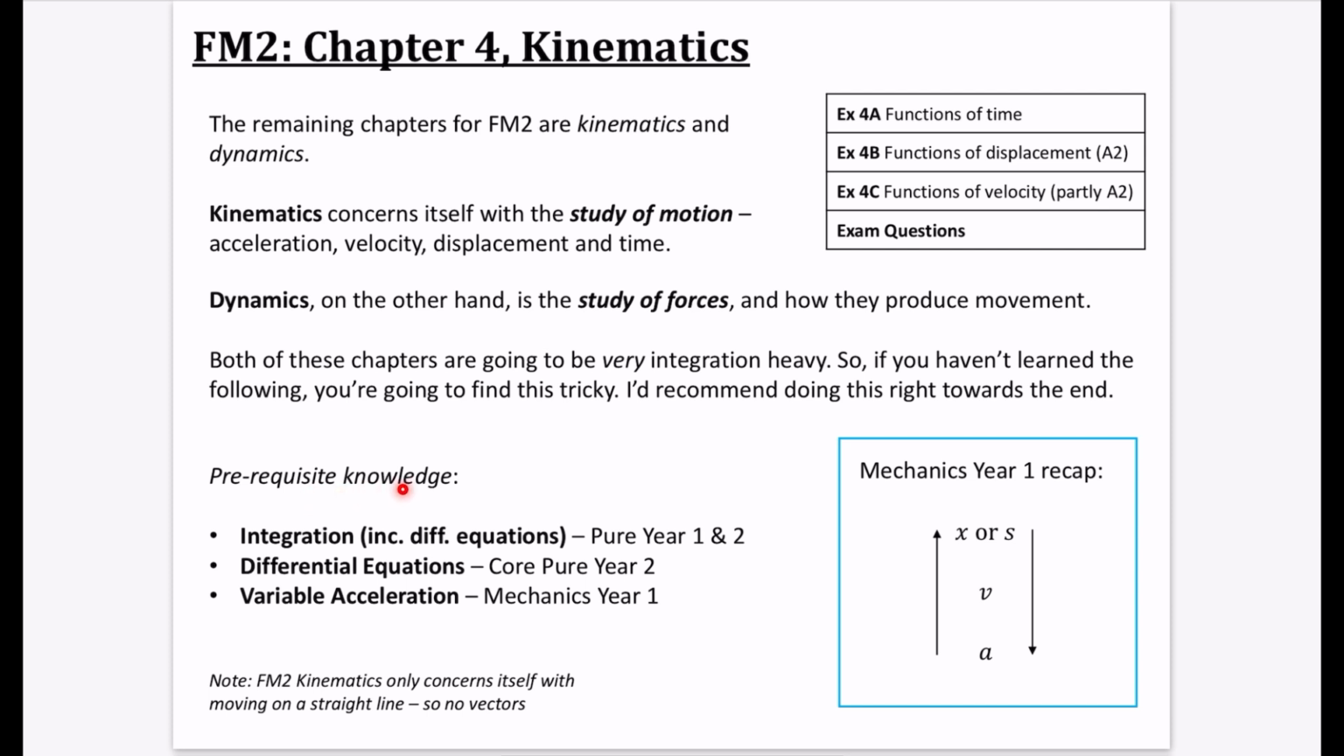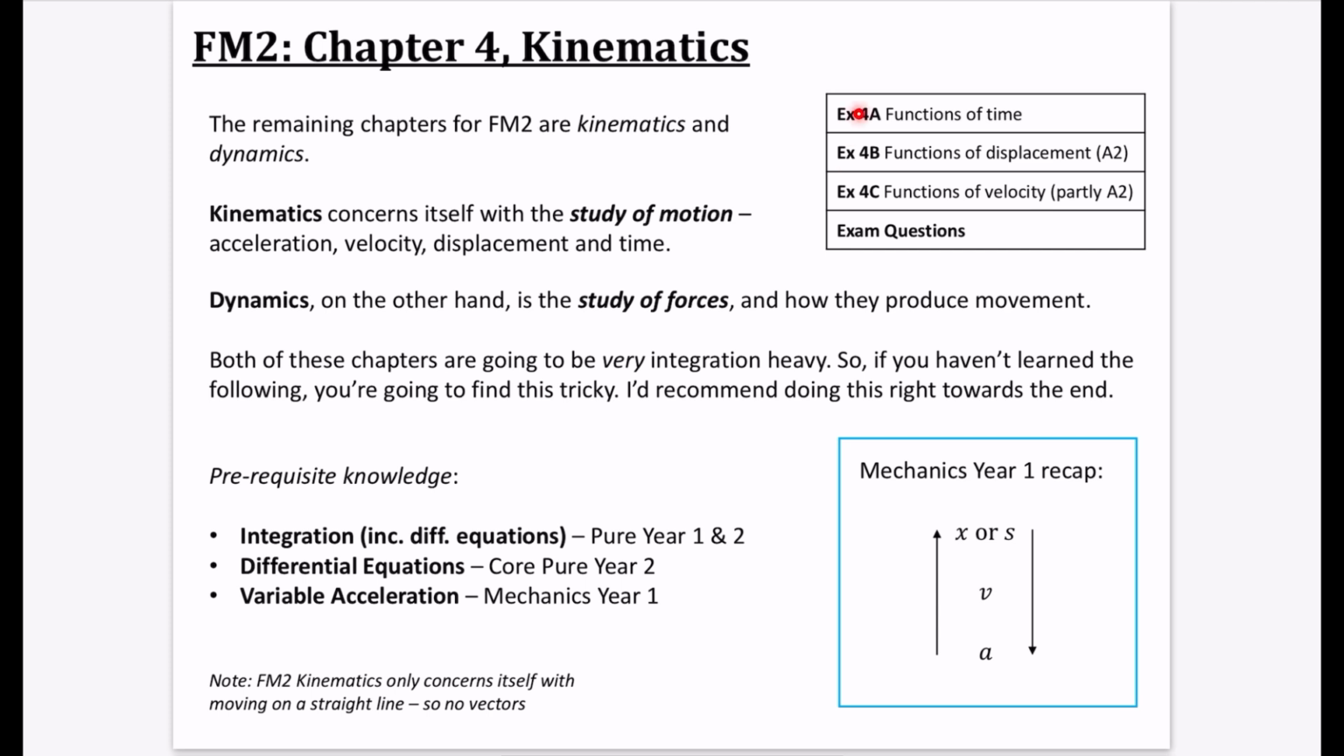So a little bit of the prerequisite knowledge that you need. You do need to know how to do integration from pure year 1 and pure year 2, and you must make sure that you know how to do differential equations. You will eventually need to know some of the ideas from differential equations in core pure year 2. That's going to be used a little bit more in dynamics, but very light touch. It's mostly the differential equation stuff in the first exercise that's featured in normal maths as well. And obviously, you're going to need to do variable acceleration from year 1, because variable acceleration from year 1 is where we touch on most of the stuff to do with kinematics that we've learnt so far. Now, the reason I've put just year 1 is because further mechanics 2 kinematics only concerns itself with moving on a straight line, so no vectors, nothing for 2D as well.